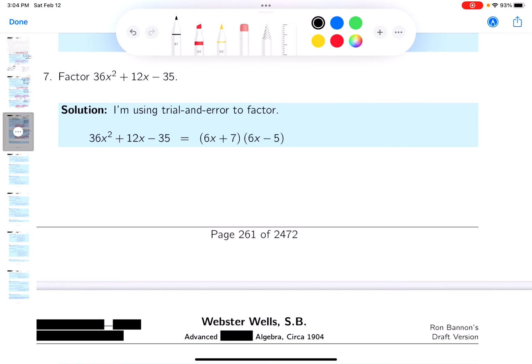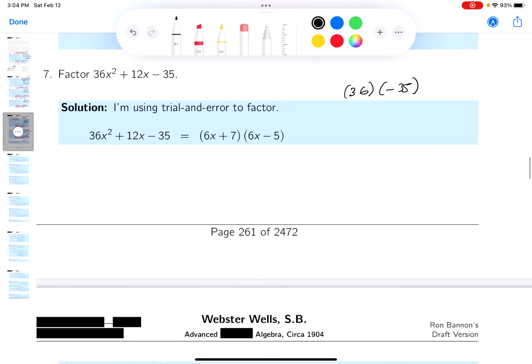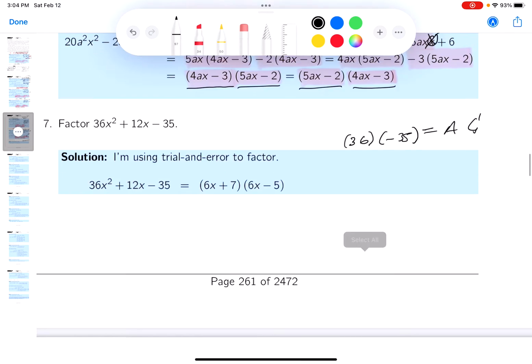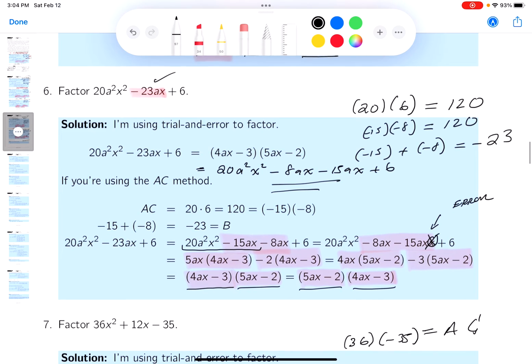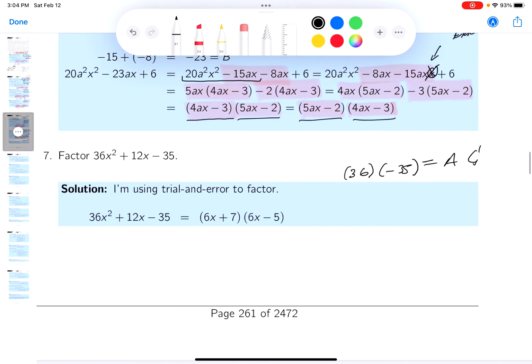The problem I have with the AC rule, I'm going to be honest with you, is sometimes the numbers are kind of sketchy. So what I mean by that is the A here is 36, and then you get minus 35. So that's the AC, by the way. All right, so I'm going to claim over here, the other problems, they weren't that bad, like 20 times 6, 120. But now you're getting to the realm where the AC is going to be a pretty large number. All right, but I'll get to it.